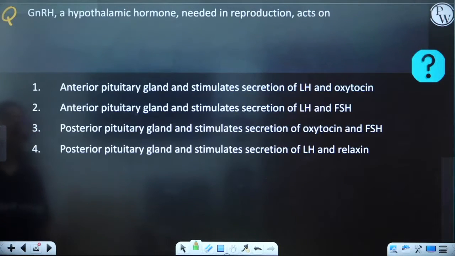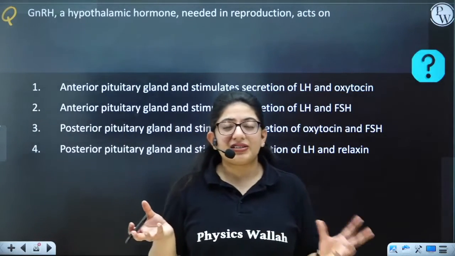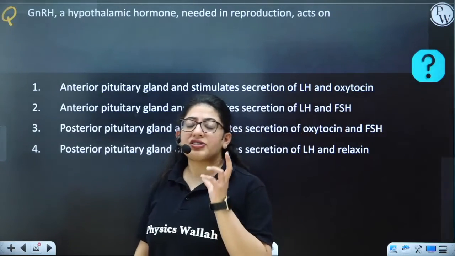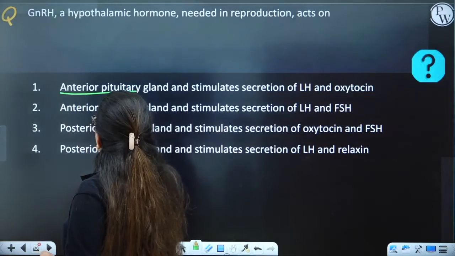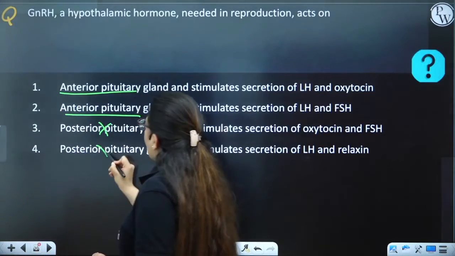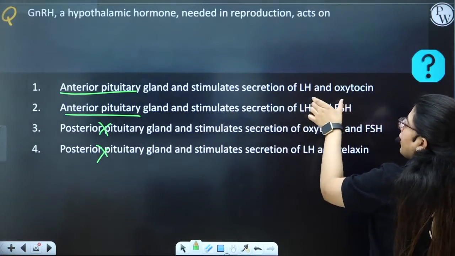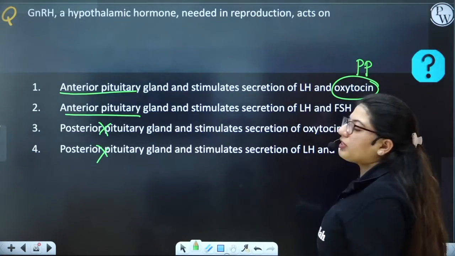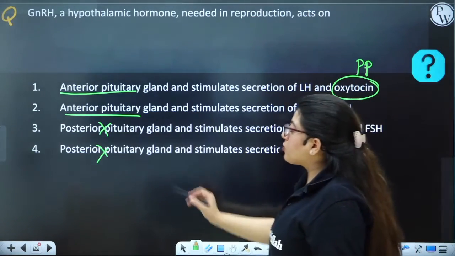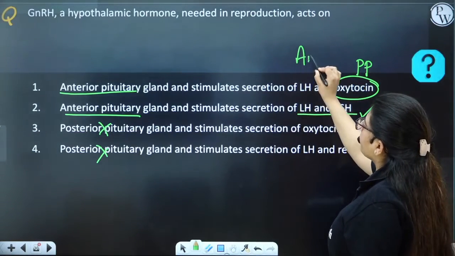Next we have GnRH, a hypothalamic hormone needed in reproduction, acts on. So GnRH is very much important both in males and as well in females. It stimulates the anterior pituitary. Similarly, all those which have posterior pituitary in the option is almost wrong. The anterior pituitary gland and stimulates secretion of LH and oxytocin. Oxytocin is the hormone which is released from posterior pituitary. So anterior pituitary stimulates LH and FSH, very true. So the answer is 2.